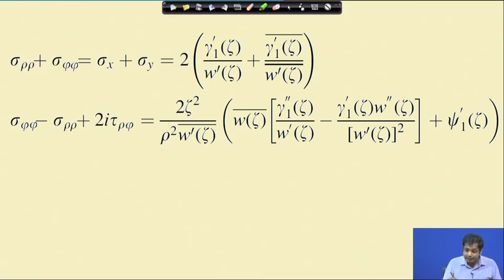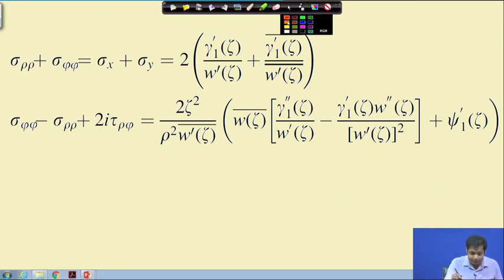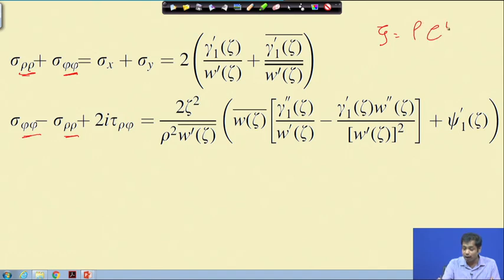Please note another thing: these are written in terms of, this is no longer sigma r and sigma theta theta. The reason is that the right hand side expressions are written in terms of zeta. So, the expressions are written with respect to the zeta plane, where the variable is defined as zeta is equal to rho e to the power i phi. That is why these are not r and theta, we have to use the corresponding symbols for this. Okay. So, this is the summary of the first equation.